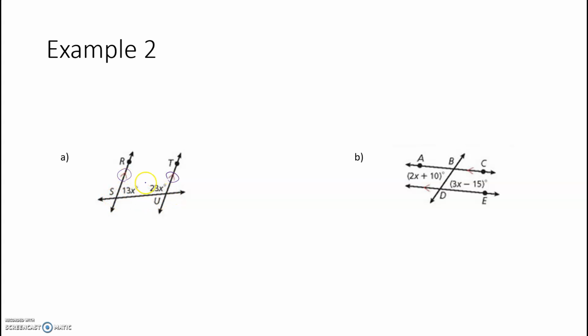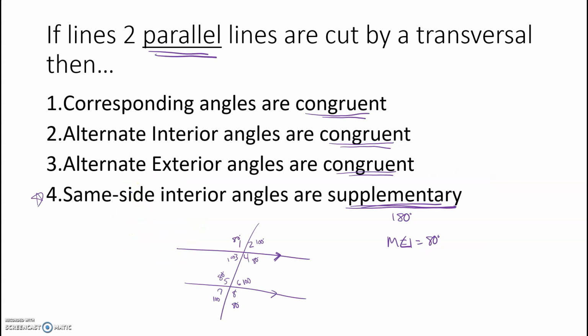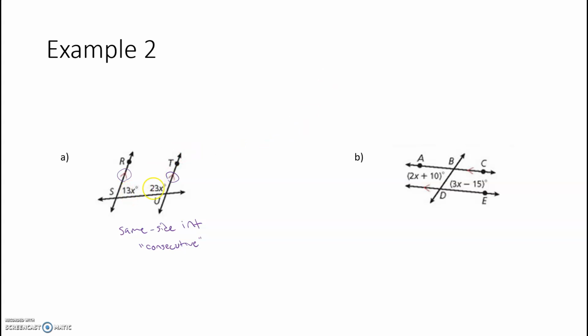So those are same side interior. Again, another word for that is consecutive interior, so I don't want you to get confused if you hear that, same thing. Remember, these were the weird ones. So if you go back to his slide, the same side, the consecutive interior, add up to 180. They're supplementary. So we're going to come back. These should add up to 180.